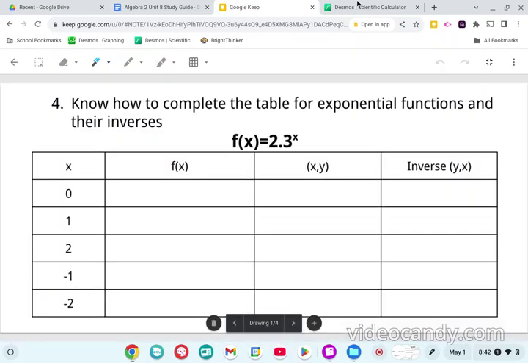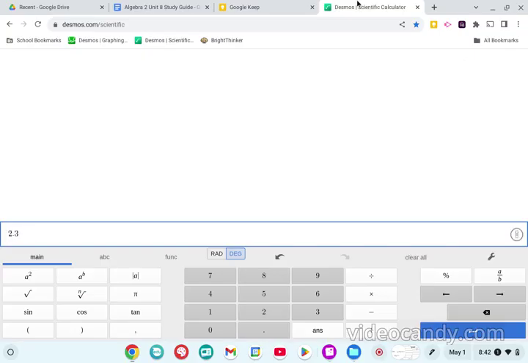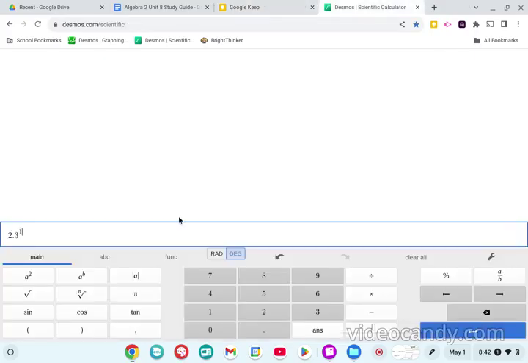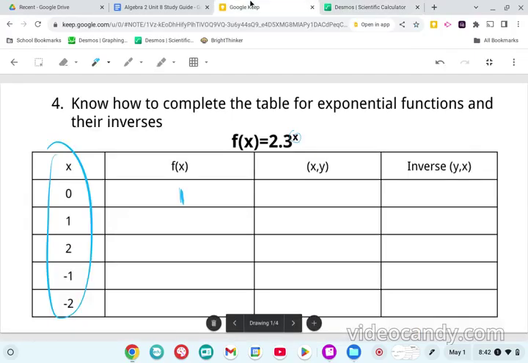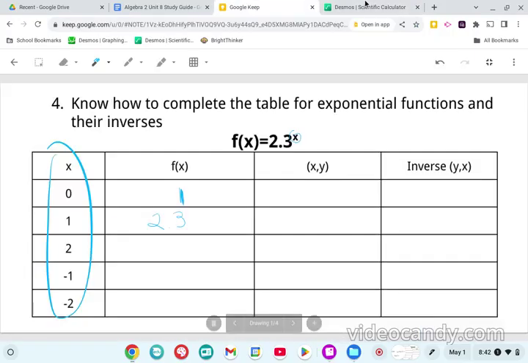So for instance, what it's telling you to do is to take the x values and to plug them in here and get all of the answers that you would get. So I'm going to do 2.3 raised to, and then I'm going to do each of those ones as an exponent. Raised to the 0 power is 1. Raised to the first power is 2.3. Raised to the second power is 5.29.